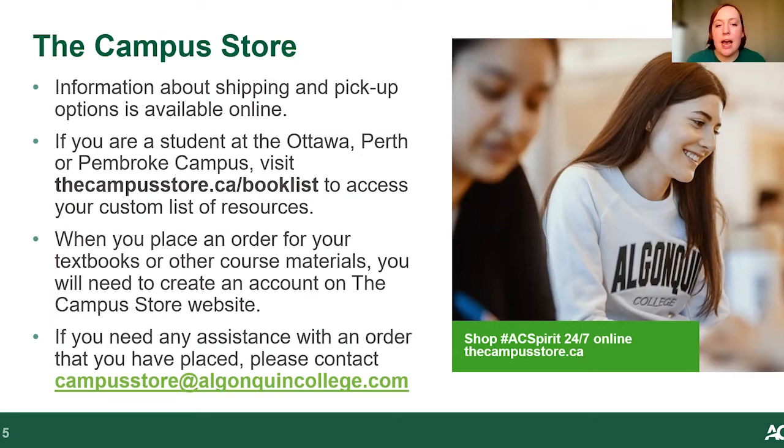Booklist is a custom list of your course materials for what you need based on your courses. So once you log in, it'll tell you everything you need, and you can add to cart and shop directly from there. And it'll also give you what's available. So for example, if there's a resource available in both print and an e-text format, you could choose which format works best for you. For the AC Online students, we do have a search by course function on our website.